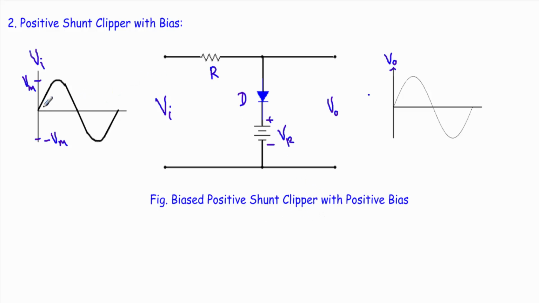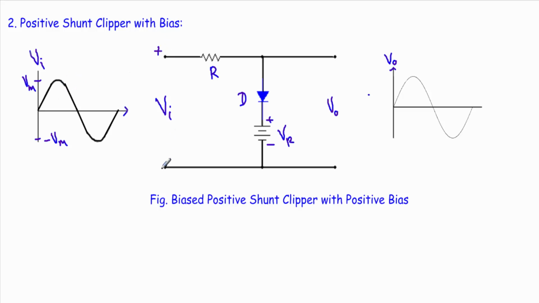Let's say I am applying a sinusoidal voltage in the input side, and this sinusoidal voltage has two half cycles, a positive half cycle and a negative half cycle. So when we apply a reference or bias voltage, at first we have to identify the value of transition voltage and the region in which the diode will be in forward bias and the region in which the diode will be in reverse bias. So let me consider the positive half cycle of the input voltage.